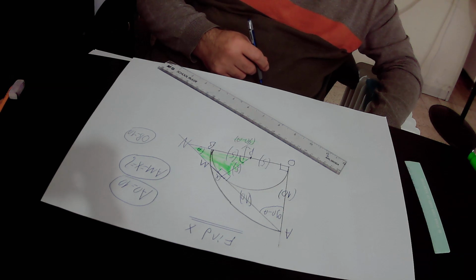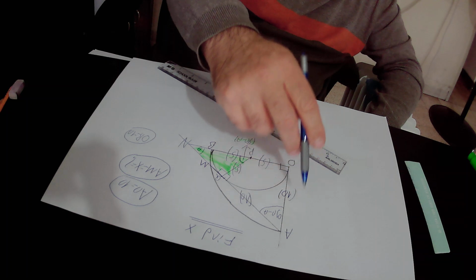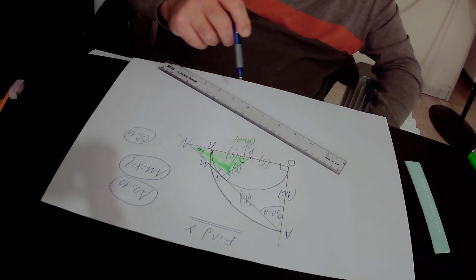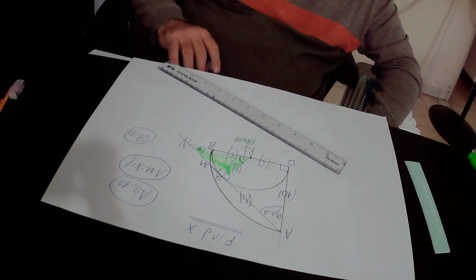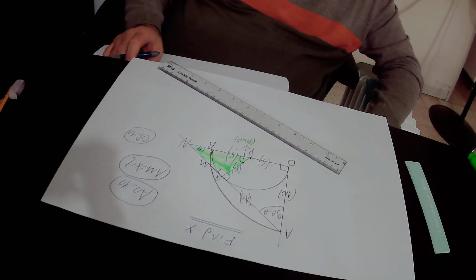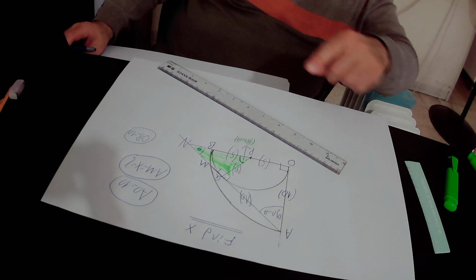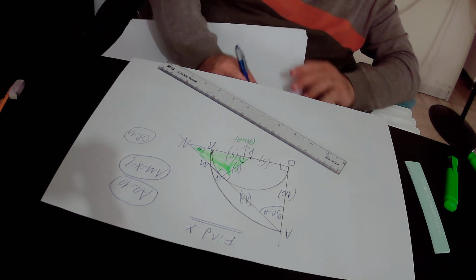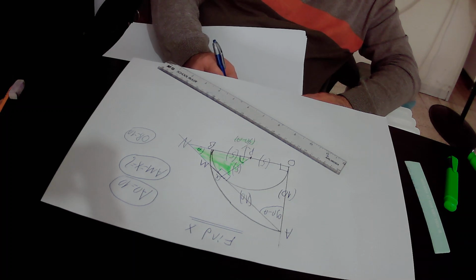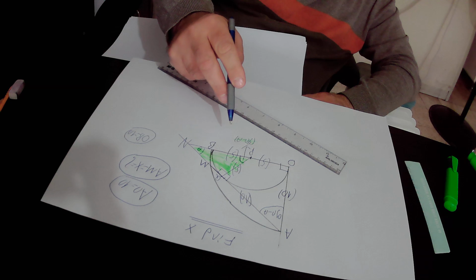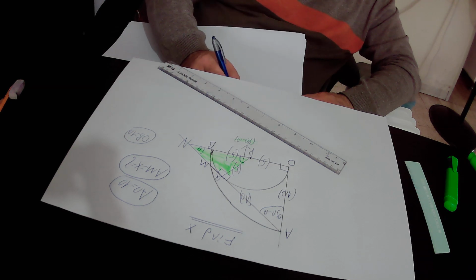In the next step, we'll prove that the right big triangle AON is similar to the right small green triangle QPN. So write it down. The right big triangle AON is similar to the small green right triangle QPN.